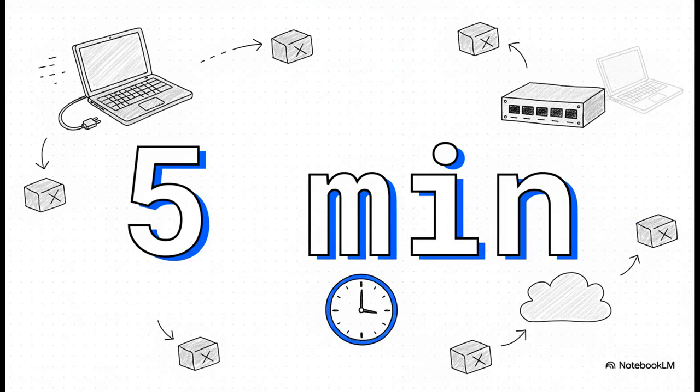But wait, what happens if you unplug your laptop and move to another room? The switch's memory would be wrong, right? Well, it has a built-in cleanup crew for that. If it doesn't hear from a specific device for a while, usually about 5 minutes, it just assumes it's gone. It erases that entry from its table. This is called aging out, and it's crucial for keeping the switch's map of the network fresh and accurate.